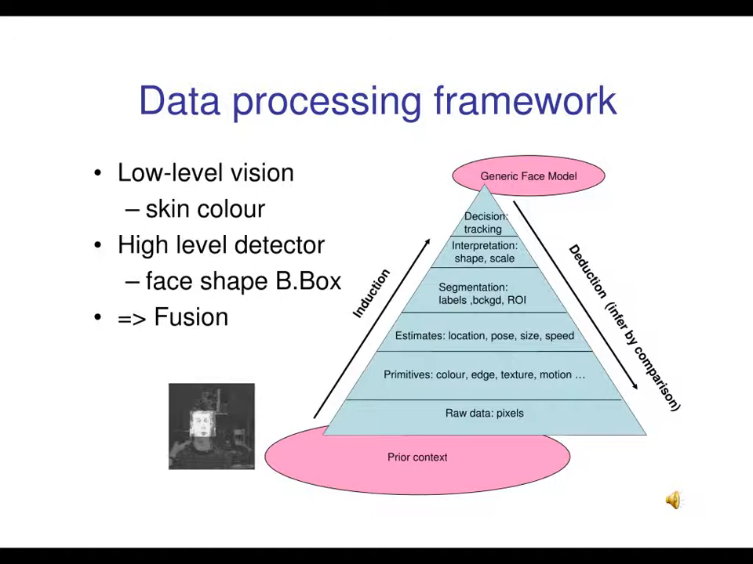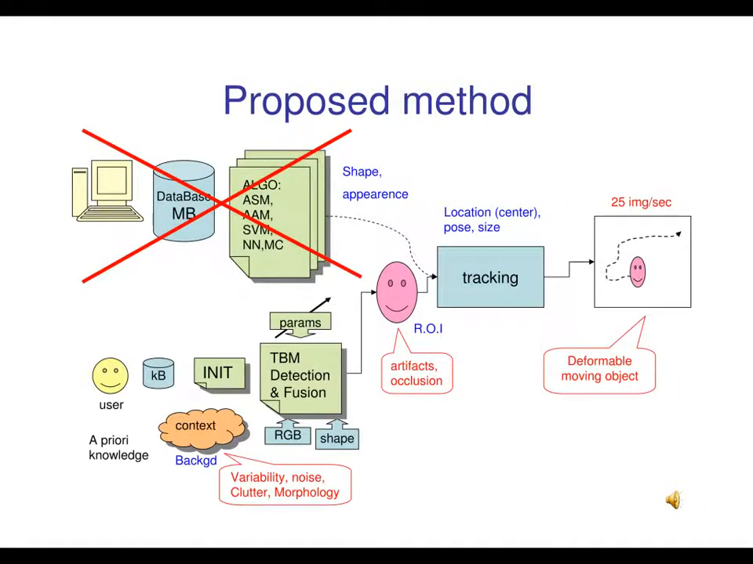Here we combine both ways: low-level vision to get skin color pixels and a high-level detector to get a rectangular bounding box of the face shape. Then the key point is the fusion of these two information sources. This block diagram illustrates the main idea of the paper. Instead of using a huge database with many faces and complex algorithms like active shape models to infer the face, we use a simple procedure with few data and a simple initialization step by the user.